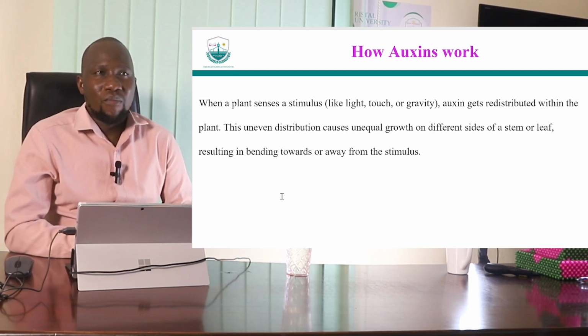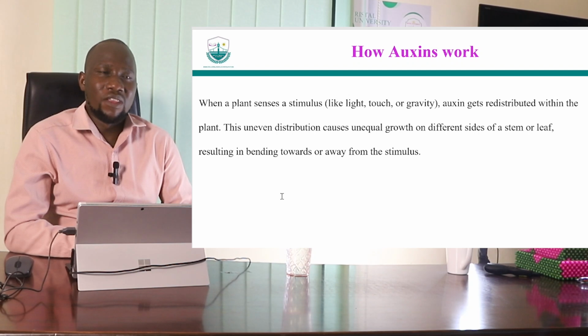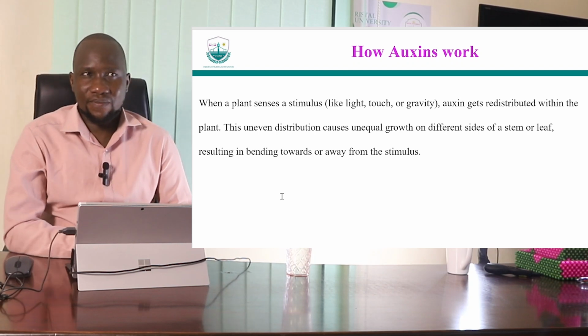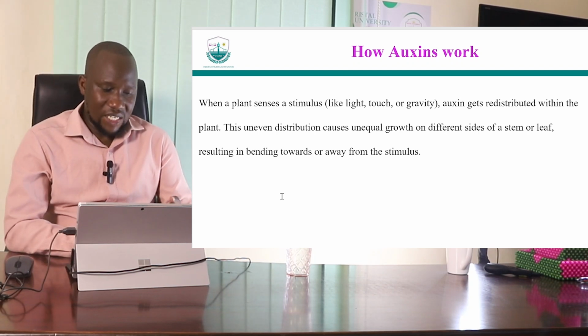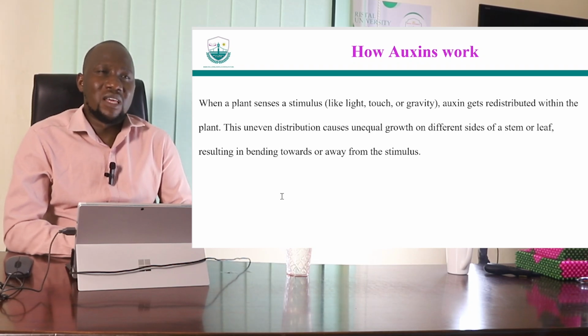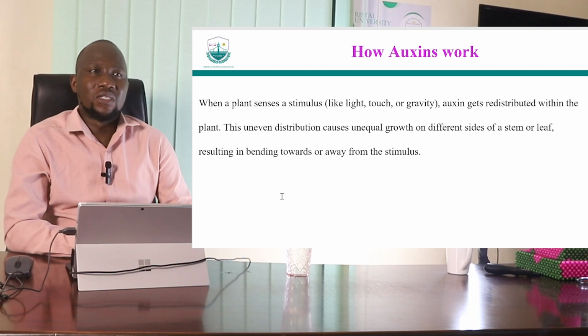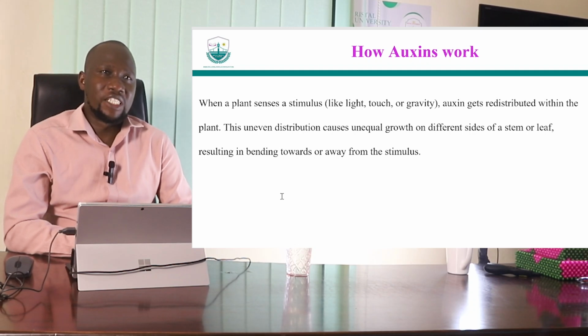Now, the point that you need to note is that the way they result in cell elongation differs in accordance with the different factors. Factor number 1, sunlight. Factor number 2, touch. Factor number 3, in response to gravity, and also in response to chemicals, and also in response to moisture.